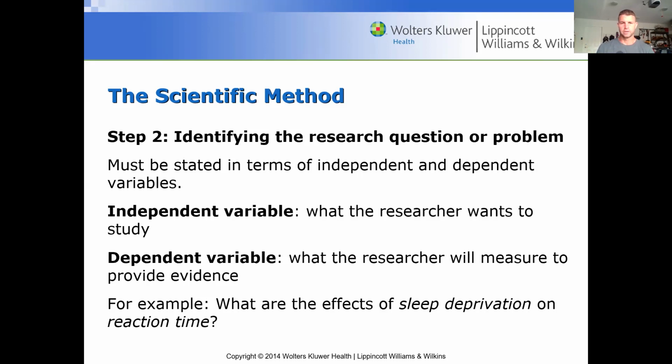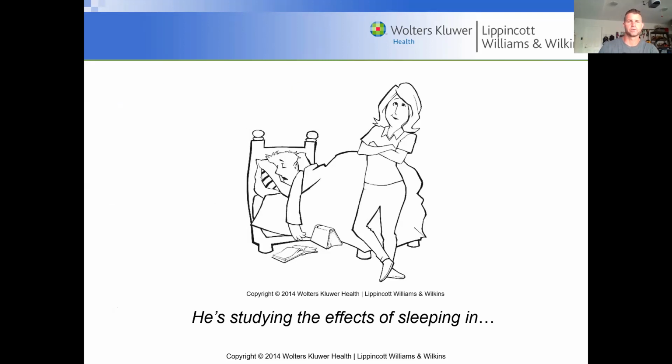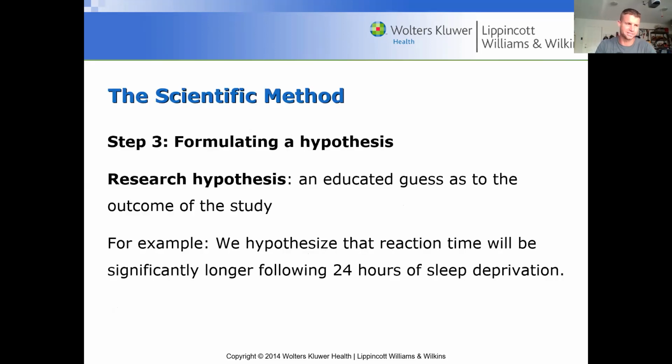A good example down there is the effects of sleep deprivation on reaction time. The independent variable would be sleep deprivation. Your dependent variable is going to be reaction time, right? So we'll measure reaction time. This book has a lot of cheesy illustrations as we go through this. I left some of them in here for you. Some of them I took out.